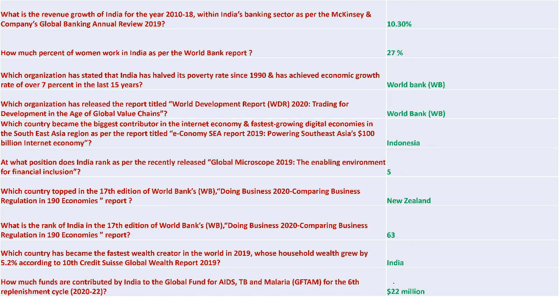Okay, here are your answers. So what is the revenue growth of India for year 2018 with Indian banking sector as per McKinsey? That's 10.3. How much percent of women work in India as per World Bank report? Only 27%. Which organization has stated that India has halved its poverty since 1990 and has achieved economic growth rate of over 7% in last 15 years?